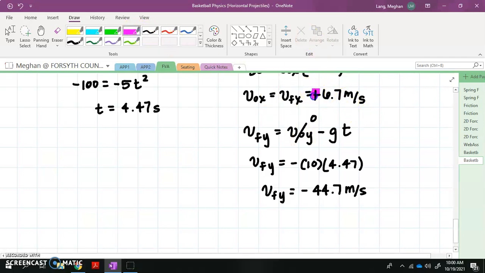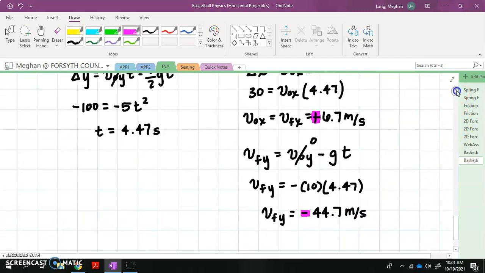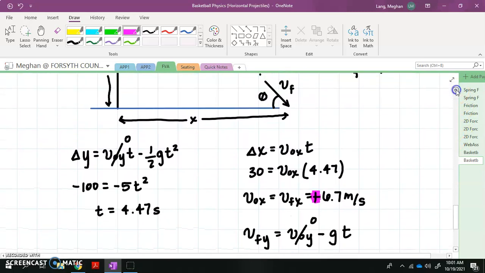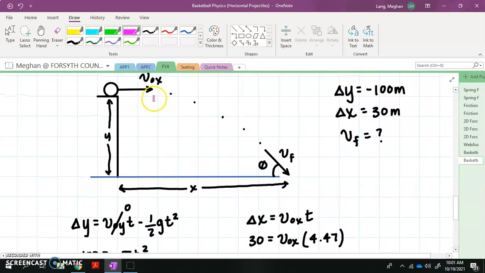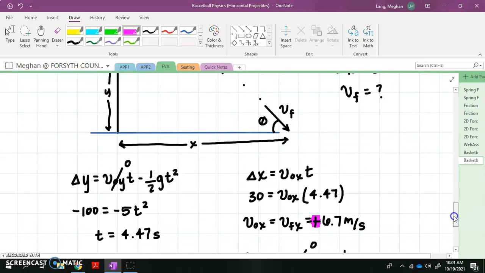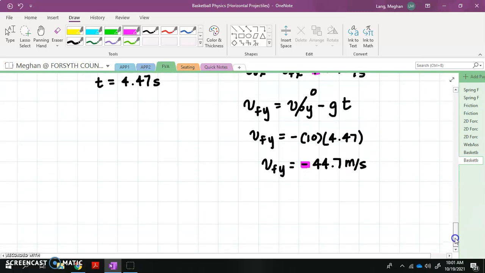So notice that my final velocity in the x is a positive value because I'm saying that to the right is positive. And then our final velocity in the y direction is negative because we're saying down is negative. So it's moving to the right and down at the same time when it hits the water, which matches our scenario of an object that is moving down into the right. So I'm going to combine those together to find my final velocity.